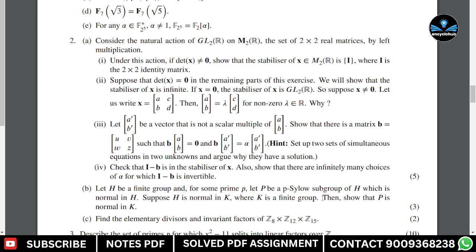Now, question number 2A: consider the natural action of GL2 on M2, the set of 2 by 2 real matrices, by left multiplication. And the second one: let H be a finite group, and for some prime P, let P be a P-subgroup of H which is normal in H. Suppose H is a normal subgroup of K, where K is a finite group. Then show that P is normal in K. And C is: find the elementary divisors and invariant factors of Z, Z12, and Z15.